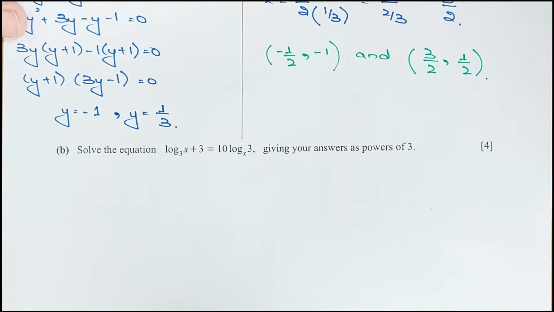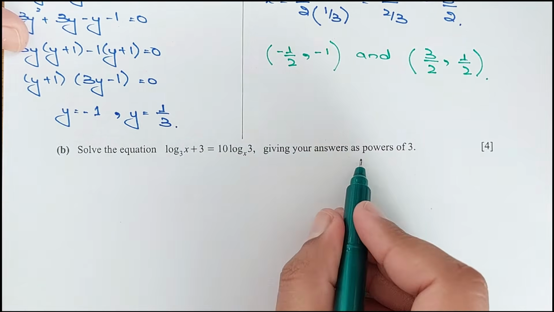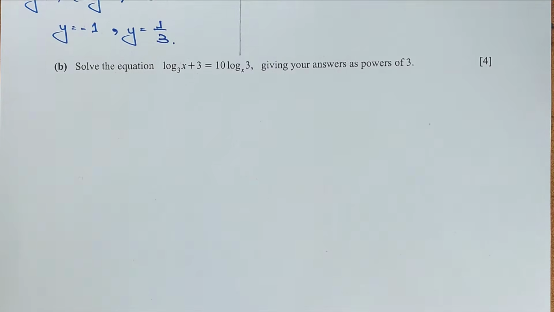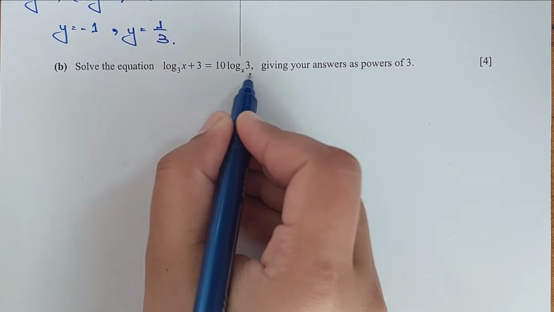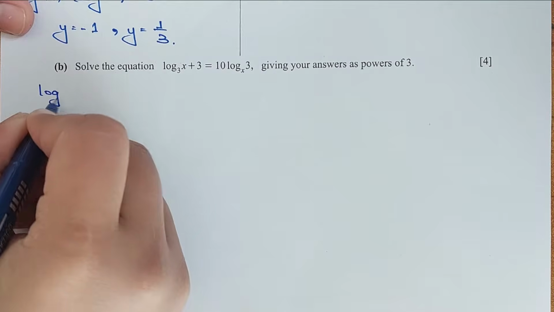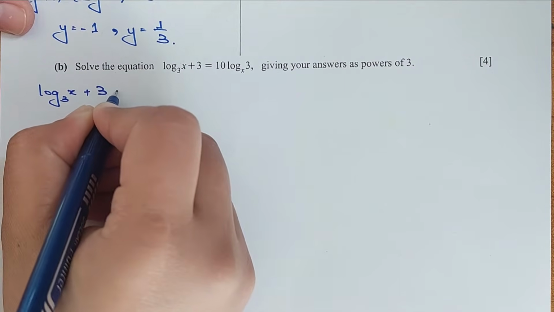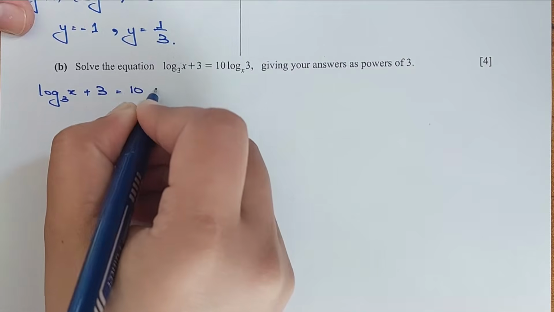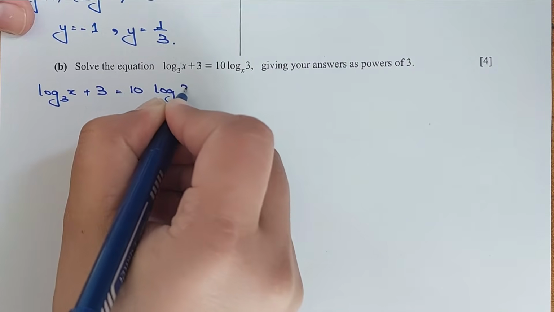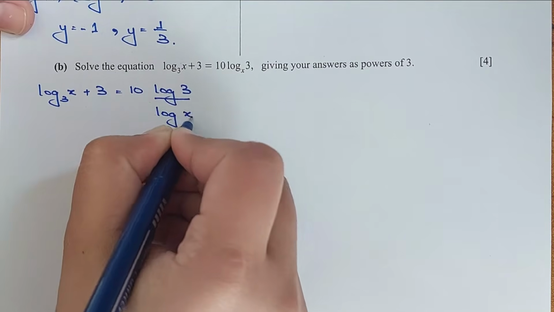Now for part B, solve the equation giving your answer as a power of 3. Let me use a change of base over here. So we have log 3 x plus 3 equals 10 log 3 over log x with the base 3.